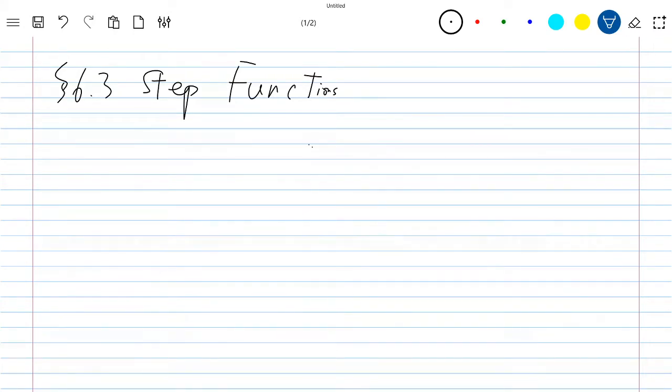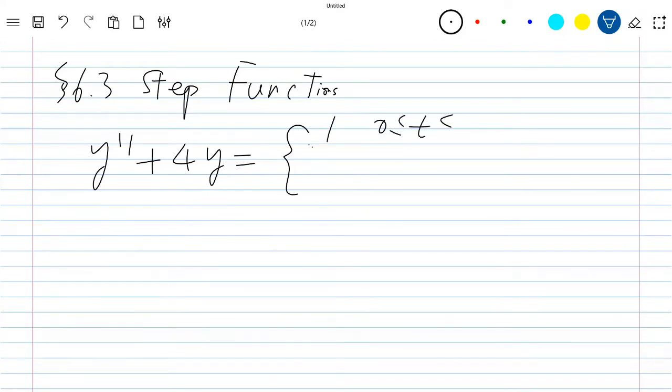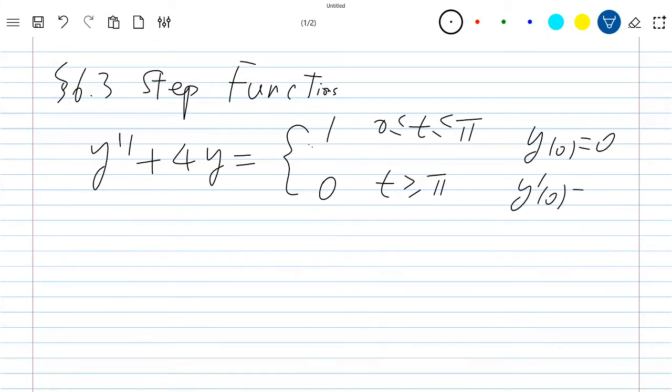6.3 step functions. We said in the beginning that the Laplace transform can handle equations with discontinuous functions. And let's start from one example. The right-hand side is defined piecewise. So if you plot the right-hand side, it's 1, then becomes 0 at pi.